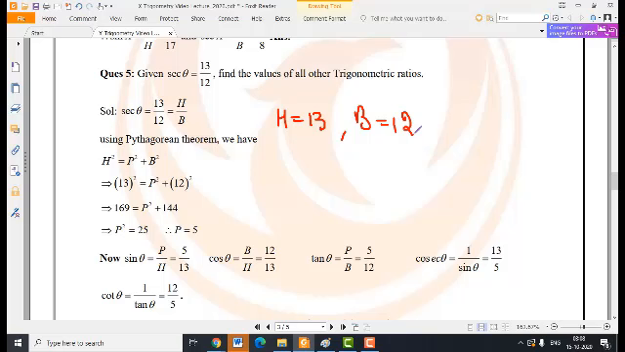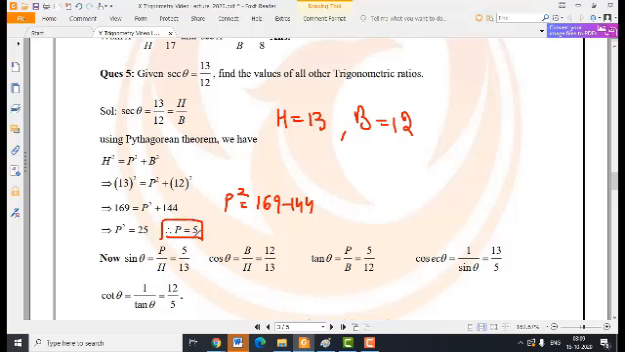This is what we are going to use, Pythagoras theorem. Substitute the value of h as 13. So 13 square equals p square plus b square, that is 12 square. While solving questions, always use the Pythagoras theorem in the straightforward form. Just substitute the values and then rearrange the terms. So I have 169 equals p square plus 144. That is going to give me p square equals 169 minus 144. That is p square is 25 and therefore p is equal to 5 units.